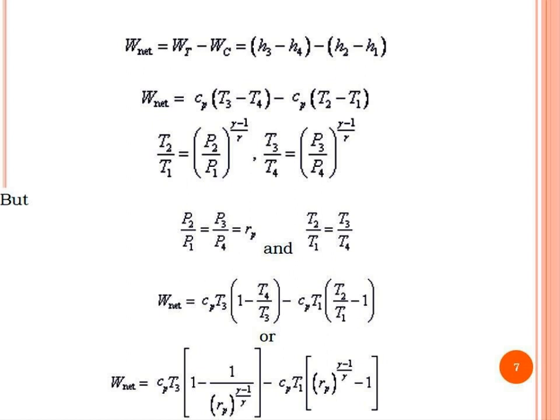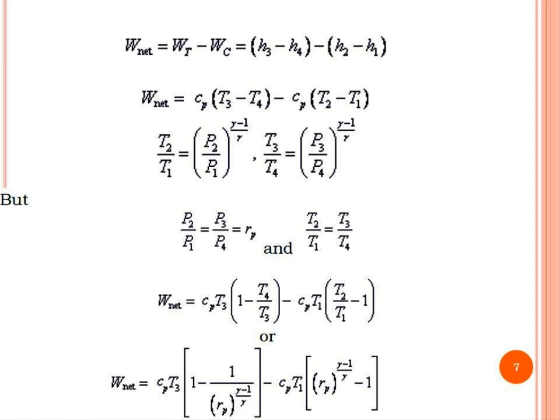Now we are replacing T4 by T3 and T2 by T1 with the pressure ratio. So we will get net work is equal to Cp into T3 into square bracket (1 minus 1 upon Rp raised to (gamma minus 1) upon gamma), minus Cp into T1 into square bracket (pressure ratio raised to (gamma minus 1) upon gamma, minus 1), bracket completed. So in this equation you will observe that the net work depends only upon the pressure ratio.